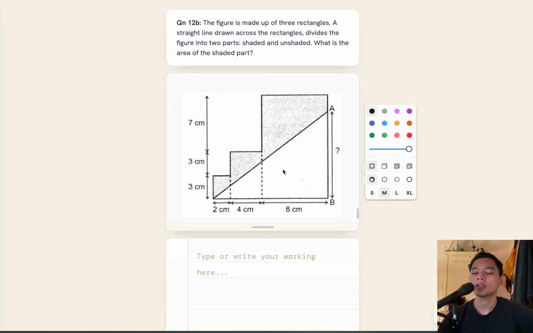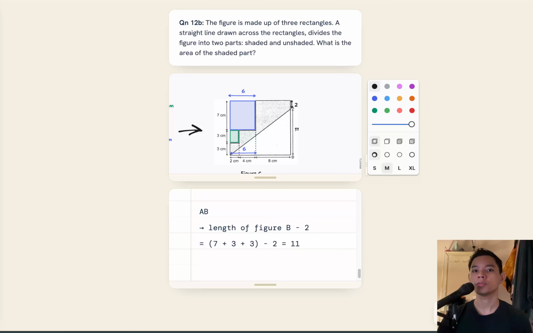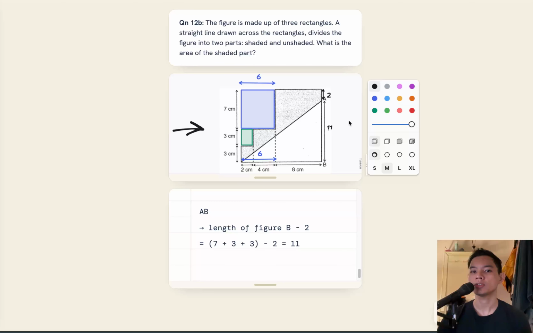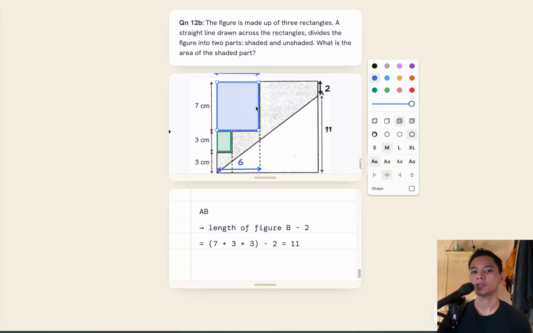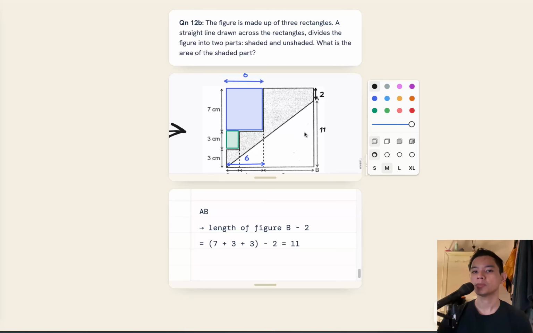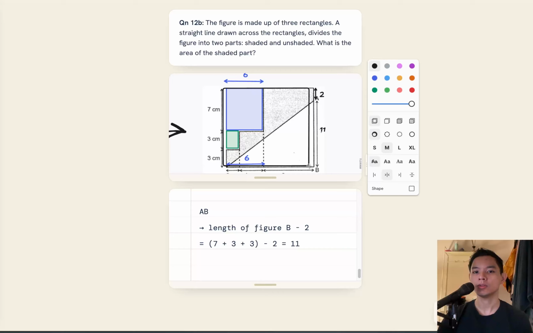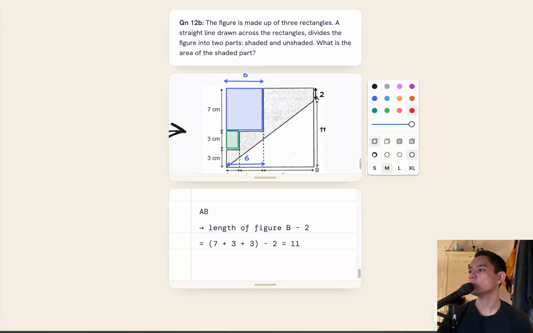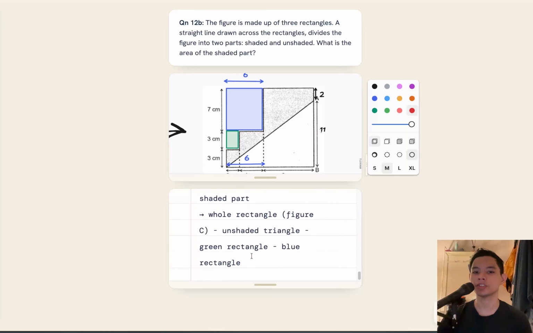Question 12 part B, what is the area of the shaded part? To get the shaded part, I've drawn out the 2 other shapes, right? This blue rectangle and this green rectangle. So basically, if we can get the whole rectangle over here, and then we minus off the unshaded triangle, the blue rectangle and the green rectangle, then we can get the shaded part. So for the shaded part, you can just write down: whole rectangle minus unshaded triangle, this white part, minus green rectangle minus blue rectangle.